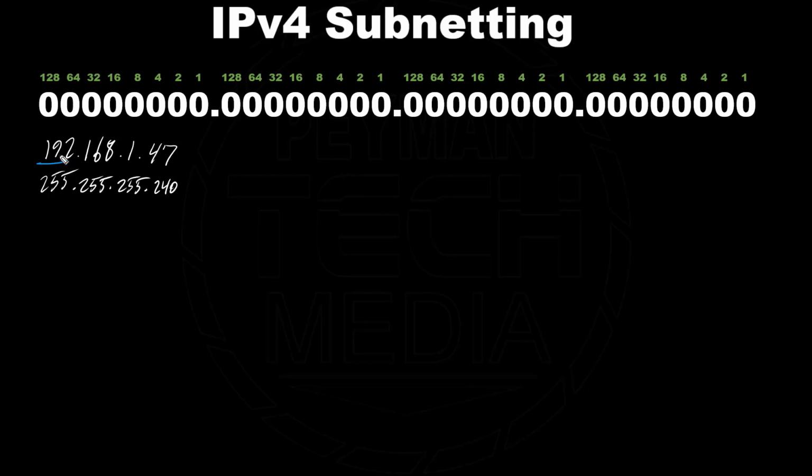192, that's Class C. And the default subnet mask for Class C is 255.255.255.0. It means the first, second, and third octets belong to the network and the last octet belongs to the host. Now here they gave us this subnet mask instead of this.